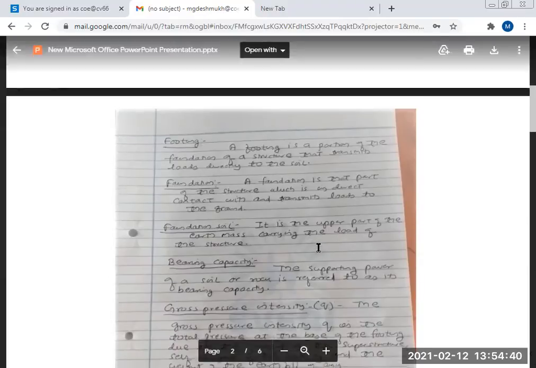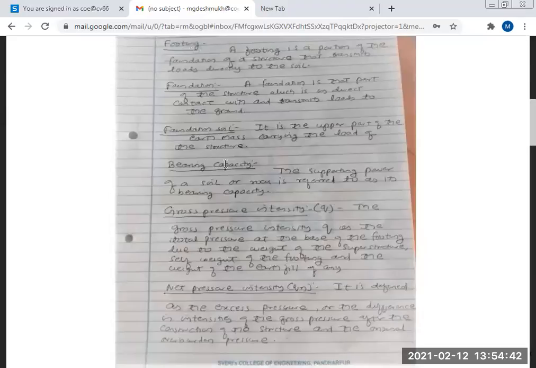And what is the upper part of the soil in the foundation? That is the foundation soil. And next, ये सब terms आपको clear रहना बिल्कुल, so that you can understand the further things very easily. So next is bearing capacity.